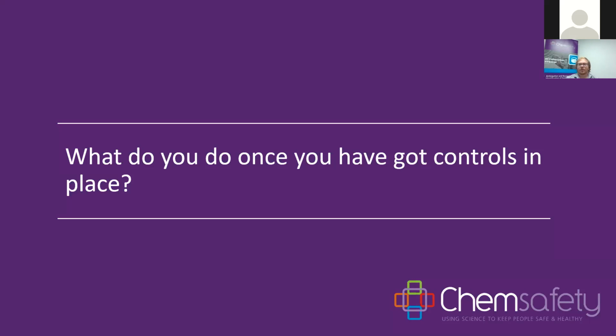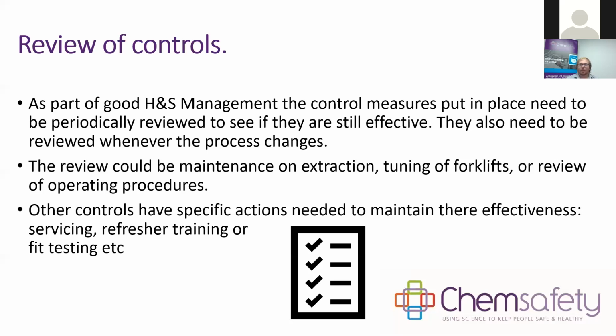So what do you have to do once you've got all your controls in place? You've got to review your controls. So as part of any good health and safety management system, the control measures put in place need to be periodically reviewed to see if they're still effective. They also need to be reviewed whenever the process changes.